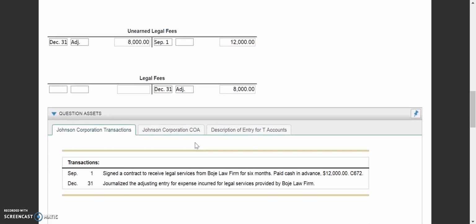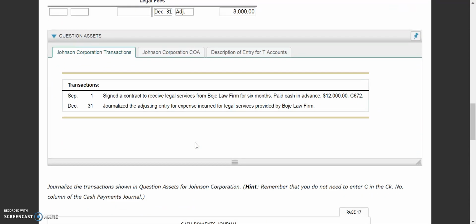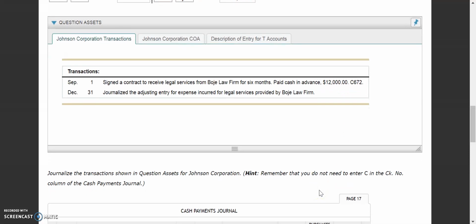Okay, so let's come down here and let's look at the other side of this equation, which is the Johnson Corporation. These are the ones that paid for those legal fees. So they have prepaid from a Bowie law firm to receive legal services for 6 months. So they paid cash in advance of $12,000. So they're the ones that have, instead of having a liability, these guys actually have an asset. They prepaid those legal fees just like you would for prepaid insurance.